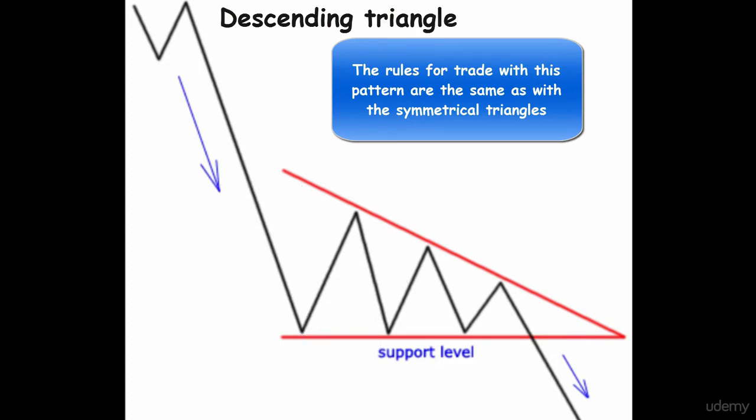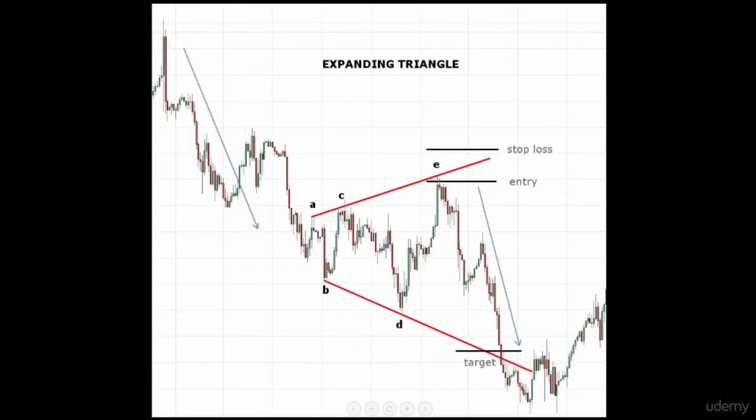The expanding triangle pattern is a little different than other types of triangles. This pattern is formed by two lines that are extending. The top line of the pattern is a line of resistance and consists of at least two peaks where every next is higher than the previous. The bottom line of the pattern is a support line and is formed from at least two bottoms of which each following is lower compared to the previous.